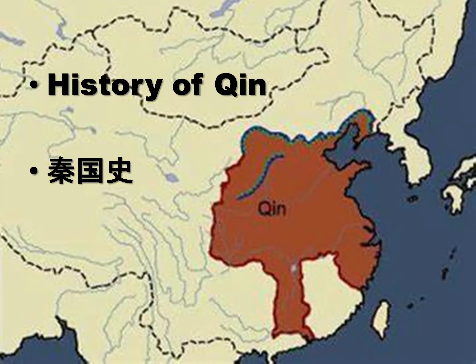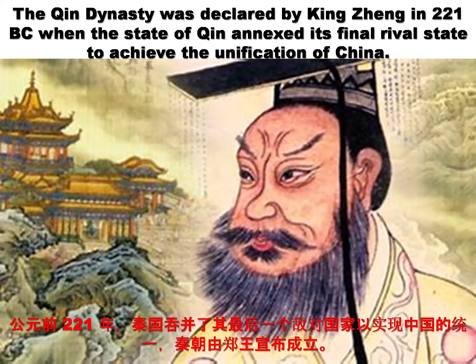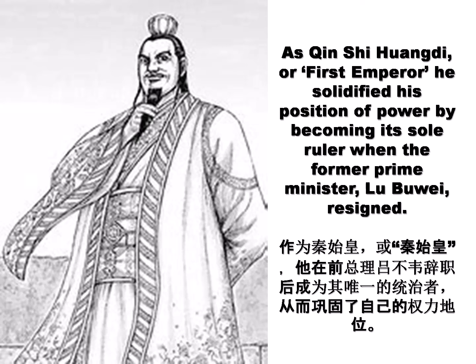History of Qin. The Qin dynasty was declared by King Zheng in 221 BC when the state of Qin annexed its final rival state to achieve the unification of China. As Qin Shi Huangdi, or first emperor, he solidified his position of power by becoming its sole ruler when the former prime minister Liu Buwei resigned.